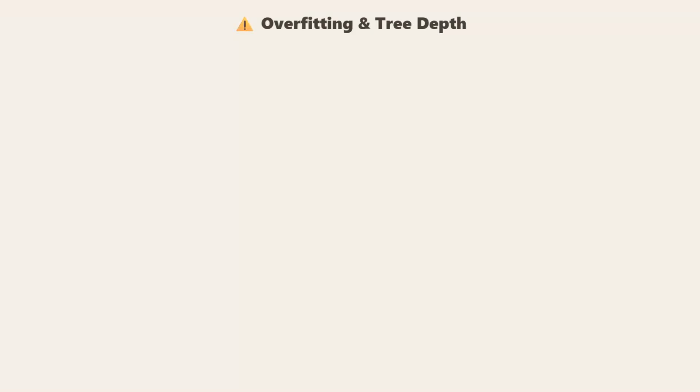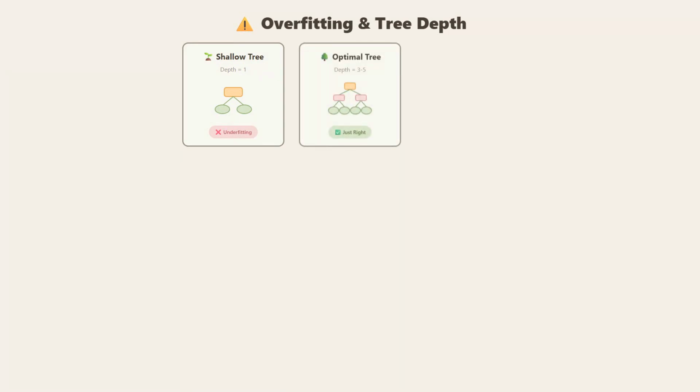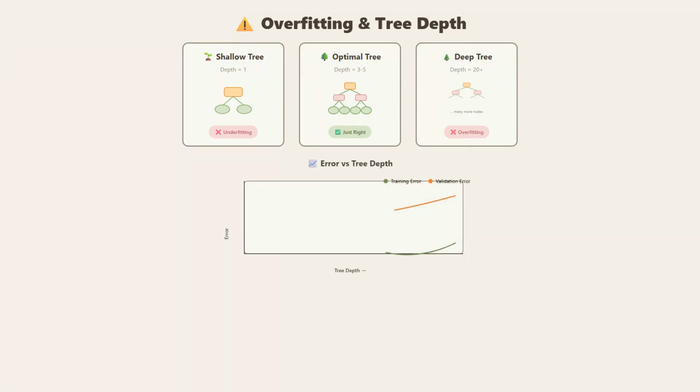Overfitting is one of the most important concepts to understand when working with decision trees. Let's compare 3 scenarios. First, we have a shallow tree with depth equals 1. This tree is too simple. It only asks one question, so its decision boundary is essentially a single straight line. This leads to underfitting, where the model is too rigid to capture the underlying patterns in the data. It has high bias but low variance.